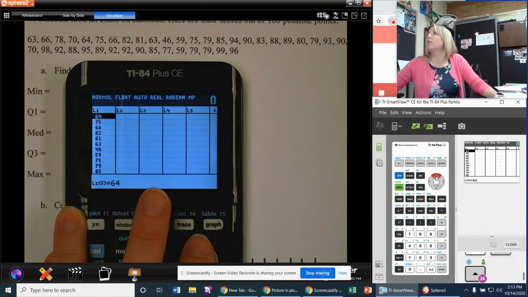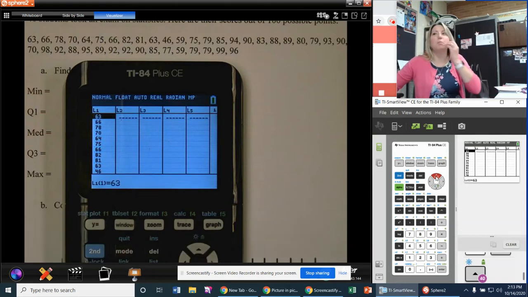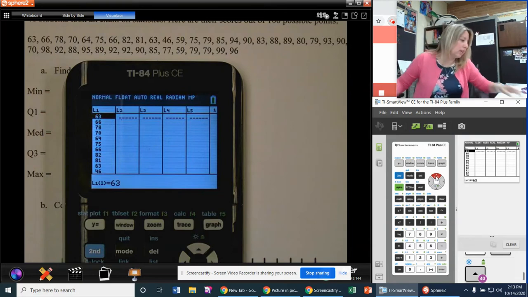It looks like that's our minimum. So at least we know our minimum. And it also looked like that 99 at the very beginning was probably our max, right? Okay, well, then it's looking pretty good.